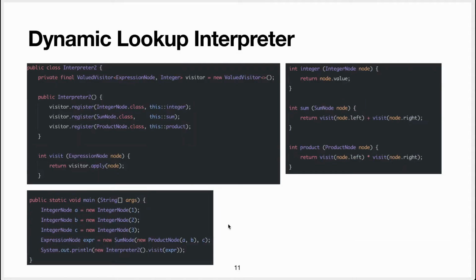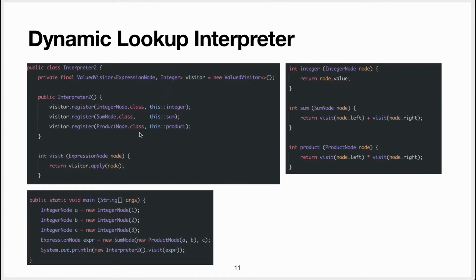Now, another way that you could use to write a tree-walk interpreter is to use something I called dynamic lookup. In this case, we're going to use this class called ValuedVisitor, which is a class I defined in my utilities library. It takes two type parameters. The first is going to be the top type for the nodes, and the second one is going to be the type of the result of the visit operation. So here it's int, so it should be Integer.